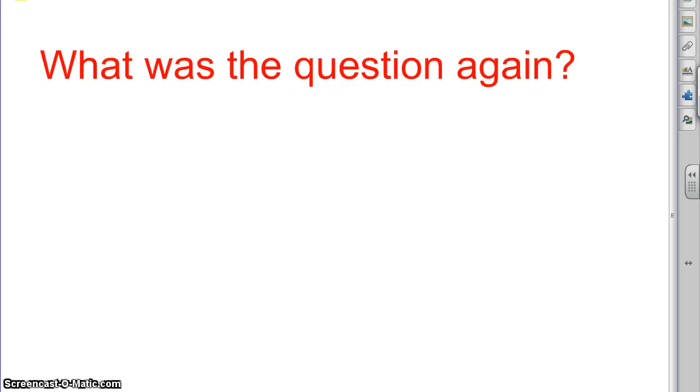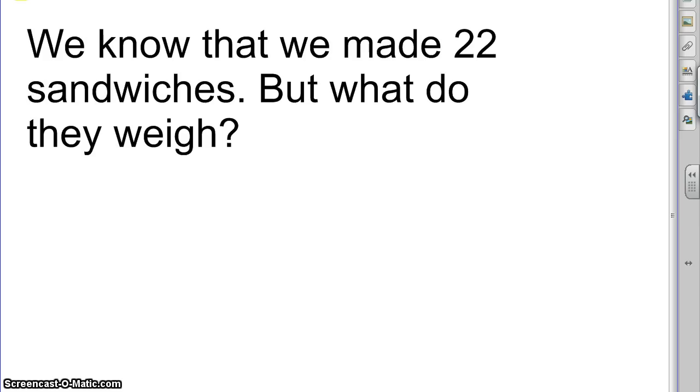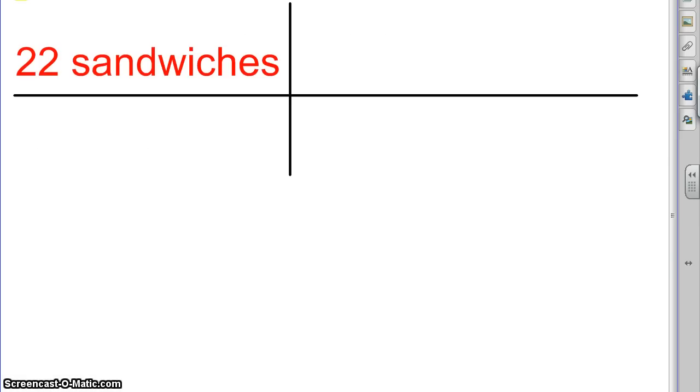Well, what was the question? The question was, how much will they weigh? How much will the grilled cheese sandwiches weigh? It didn't ask how many we could make, it asked how much what we could make would weigh. So we have to answer that question. So we know that we made 22 sandwiches, but we don't know yet what they weigh. So what we need to do is figure out what 22 sandwiches weigh. We need to put in a conversion factor. We need to know how many grams per sandwich and figure that out.